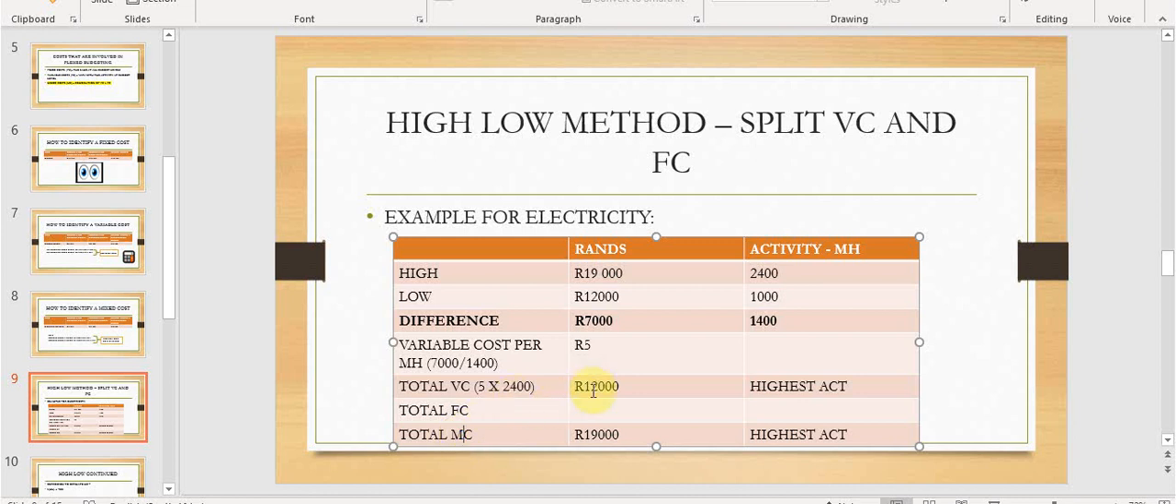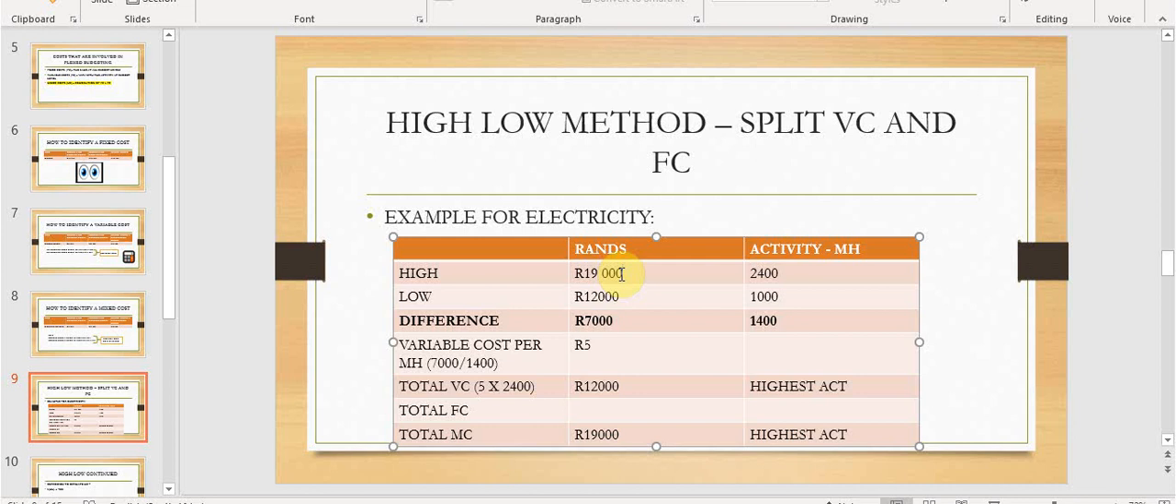So from this point forward, I like to multiply by the highest activity, because then I know that all my answers are calculated in the same activity format, basically. So I'm going to take the 5 rand I just calculated, and I'm going to times it by the highest activity level, which is 2,400, and that gives me 12,000 rand. Then I'm going to go and check what the total mixed cost was that was connected to this highest activity. And the total mixed cost that was highest here was 19,000.